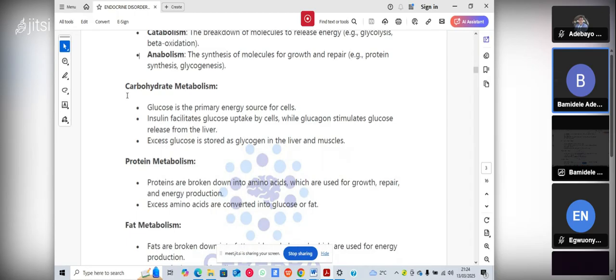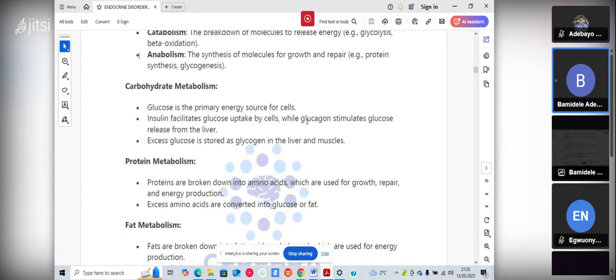Still on the anatomy, I think we need to move fast so we can go to the disorders proper. Carbohydrate metabolism. Glucose is the primary source of energy, the fuel for cells, and insulin facilitates glucose uptake. When you've eaten and the food is broken down in your body to release glucose, there's a lot of glucose in your blood. What insulin does is it comes in and helps the glucose to be taken up by the cells. It drives the glucose into the cells where it is needed. The glucose is needed in your body cells, not just in the blood.